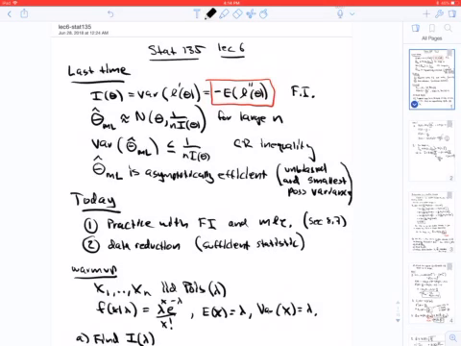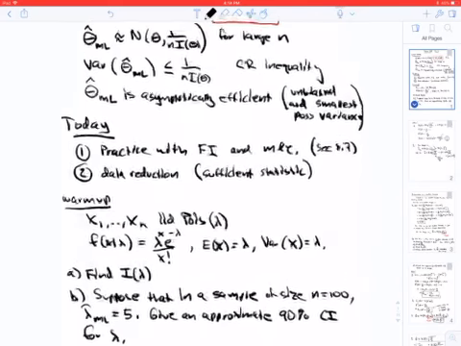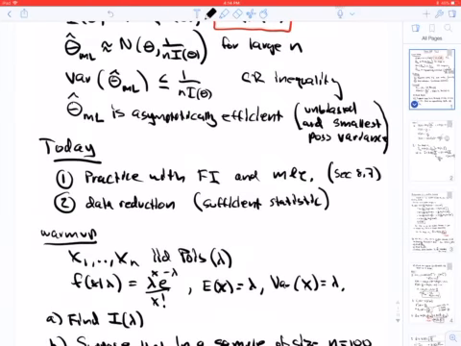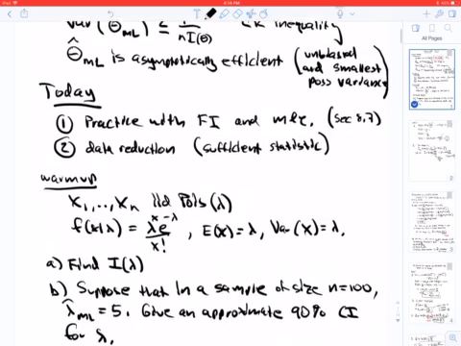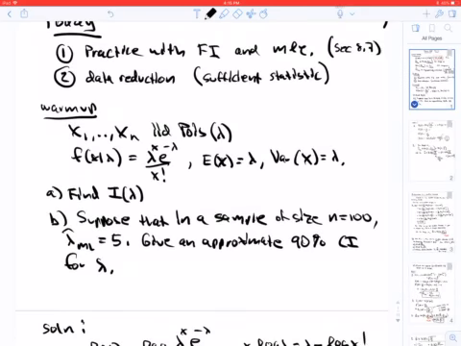So last time we talked all about Fisher information, and I'm just writing out all of the main results here. Today what we're going to do is practice with Fisher information and MLE, as well as talk about sufficient statistics. So we started with a warm-up.